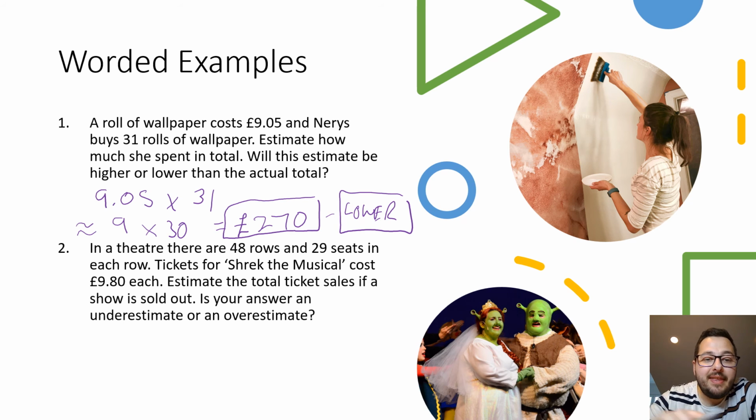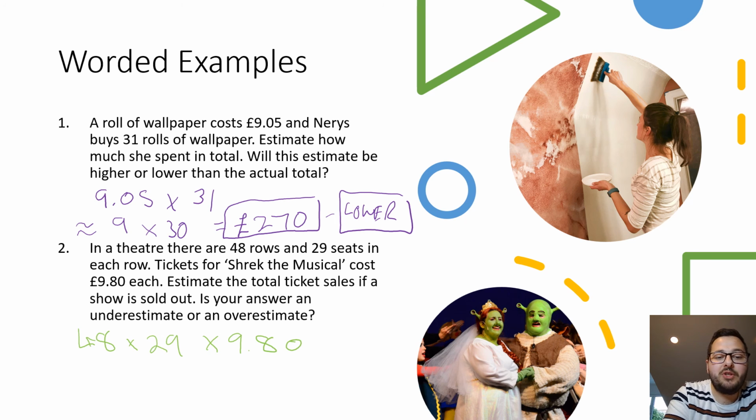Okay, number two. So in a theatre there are 48 rows and 29 seats in each row. Tickets for Shrek the Musical cost £9.80 each. Estimate the total ticket sales if a show is sold out. Is your answer an underestimate or an overestimate? Okay, well, the amount of seats then, if there are 48 rows and 29 seats in each row, it's going to be 48 times 29 for the total seats. And to figure out how much money they make if they sell it out, they're going to times that by £9.80.